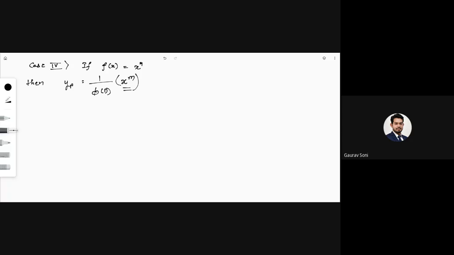can you tell me something about derivatives of x raised to m? Say, let's not talk about x raised to m. Simply tell me about x cube. What will happen to the derivatives of x cube?